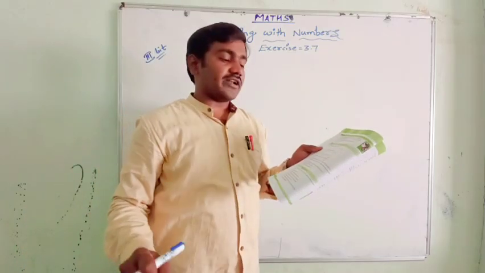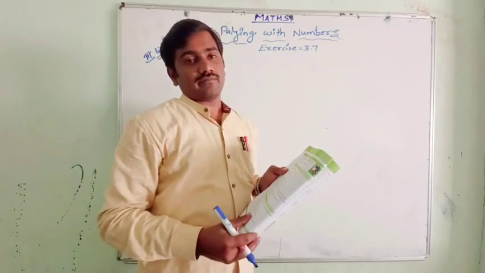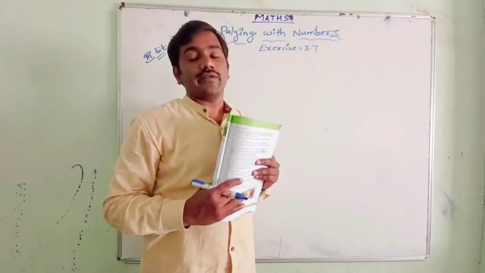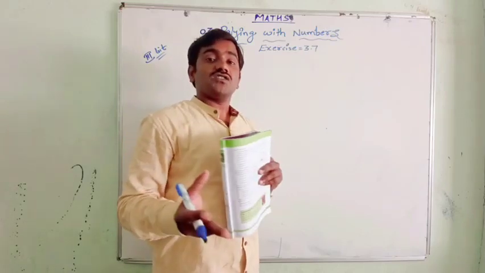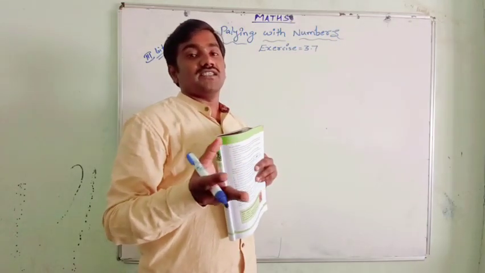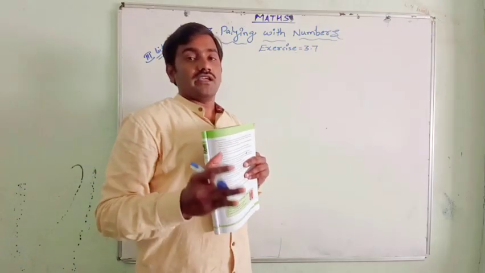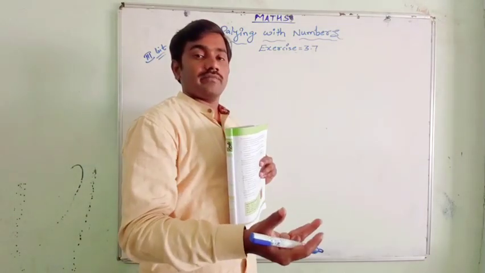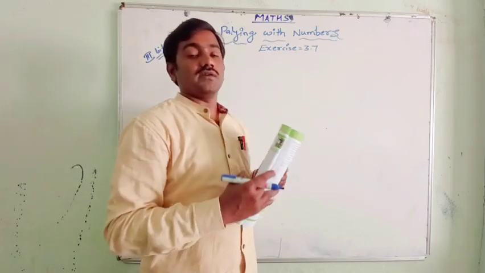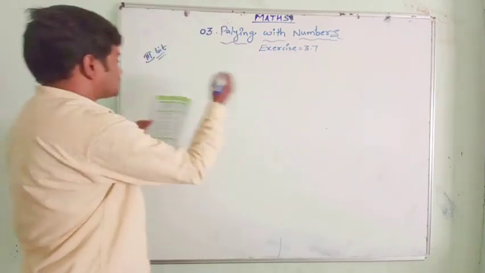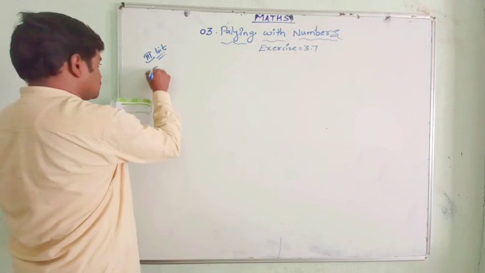Here the third bit: check whether the following numbers are divisible by 11 or not. You know what the divisibility rule of 11 is? The difference of the sum of even digit places and odd digit places. If it is a multiple of 11, then it is divisible by 11. So let us check that. The third bit, first question.